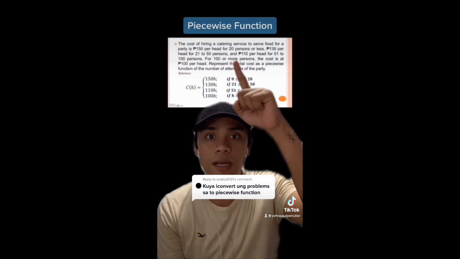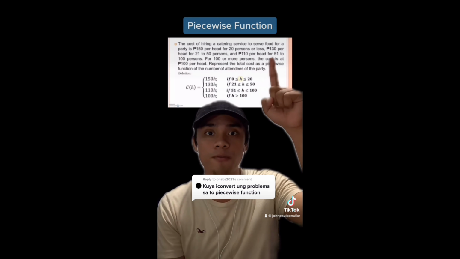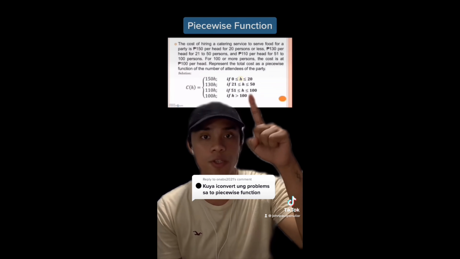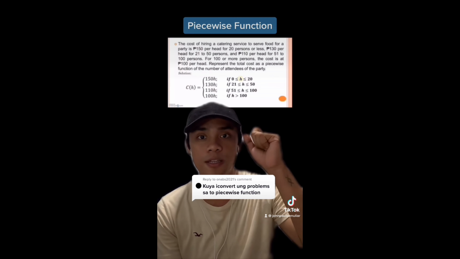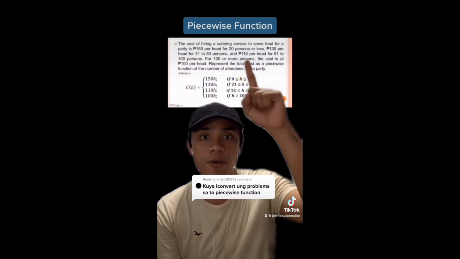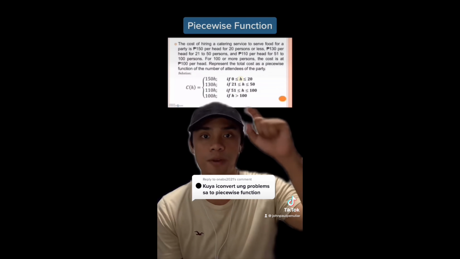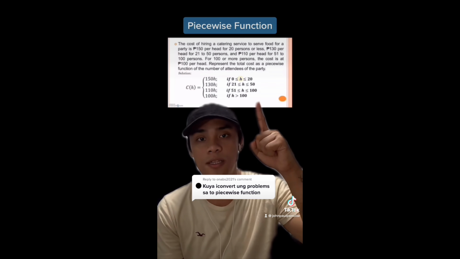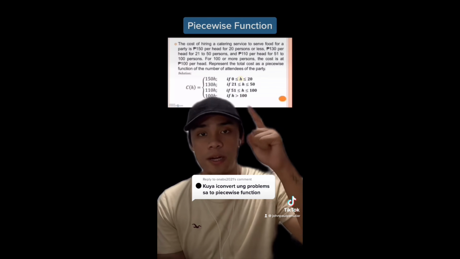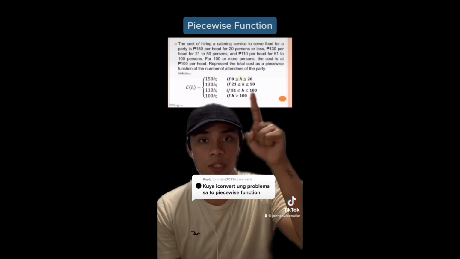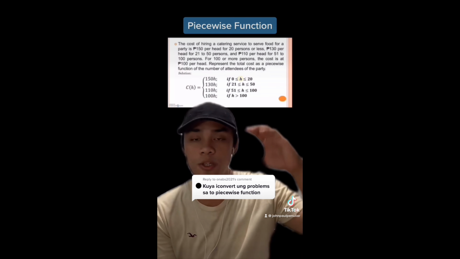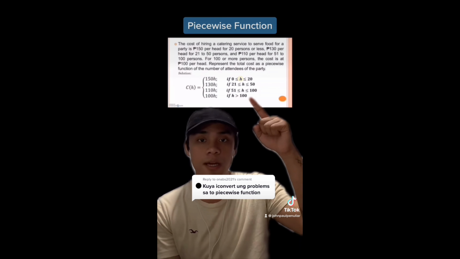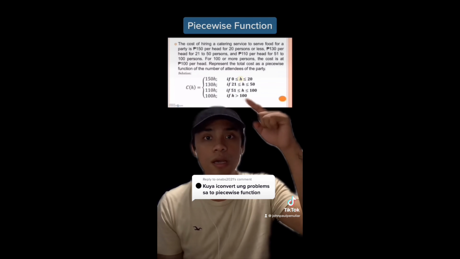And then, it says 110 pesos per head for 51 to 100. So, same thing: 51 less than or equal to age less than or equal to 100. You have 110 each. And then for 100 or more persons, the cost is 100 per head. So, our condition here is if age is greater than 100. It's no longer greater than or equal to 100, because 100 already belongs to the third condition. Okay? So, when you reach 100 people, you fall under the third condition. But once you go past 100, which is 101, that's where you enter here.